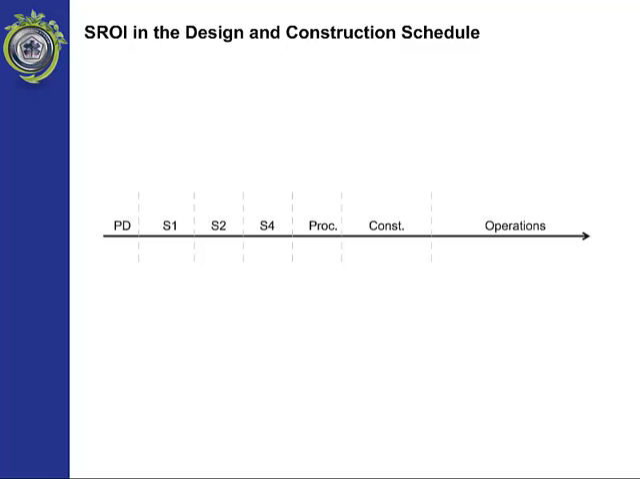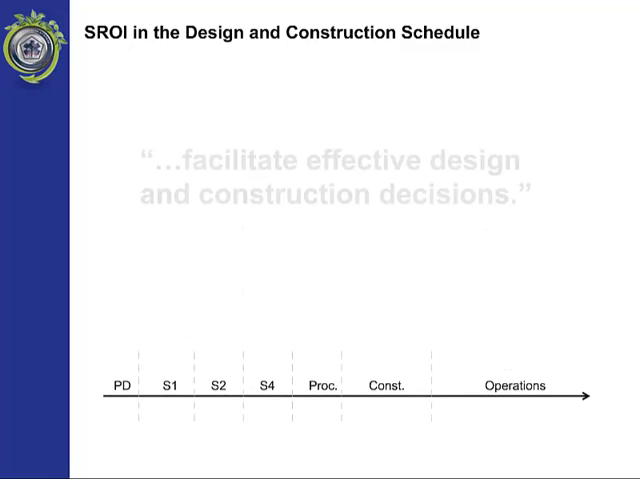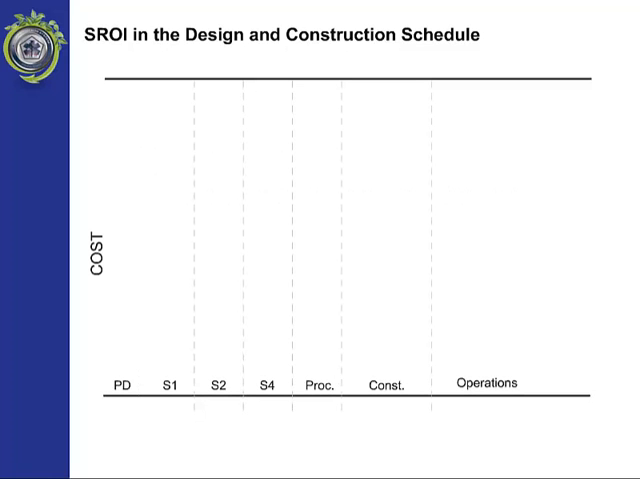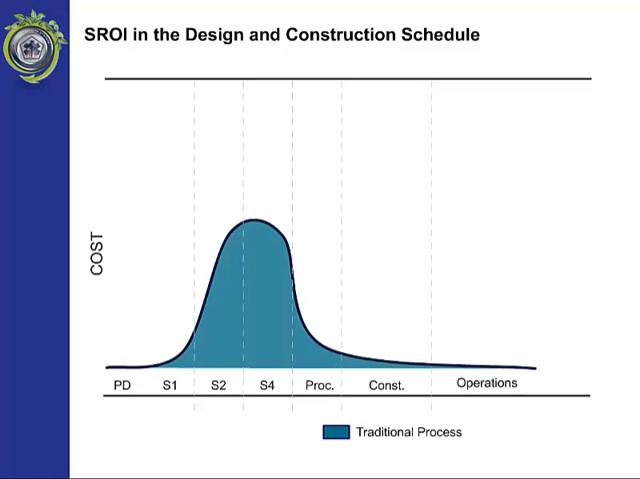SROI is not a single event, but rather a process incorporated through multiple phases of a project. Typical project phases are pre-design, S1, S2, S4, procurement, construction, and operations. SROI can be implemented on both design-bid-build projects and design-build projects to help teams facilitate effective design and construction decisions. This diagram shows the traditional design process of a project in blue.